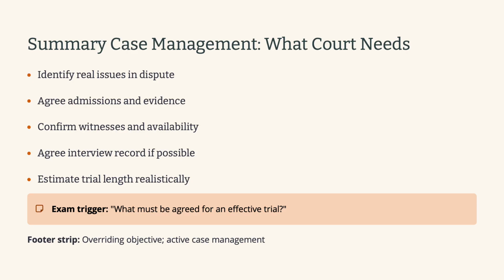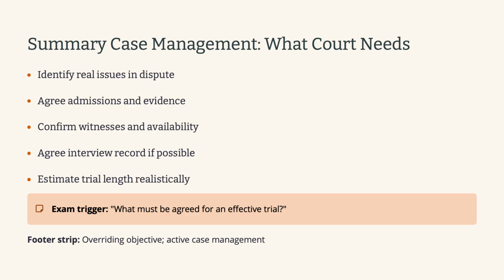Second, agree admissions and evidence where possible. Section 10 of the Criminal Justice Act 1967 allows formal admission of facts. These admissions avoid the need for witnesses to prove uncontested matters, saving time and cost. Third, confirm which witnesses must attend and their availability. Not every witness statement requires live testimony. The court distinguishes between witnesses whose evidence is genuinely challenged and those whose statements can be read.